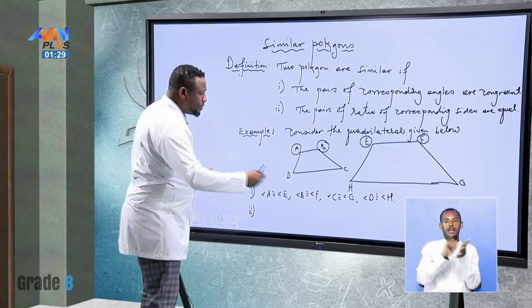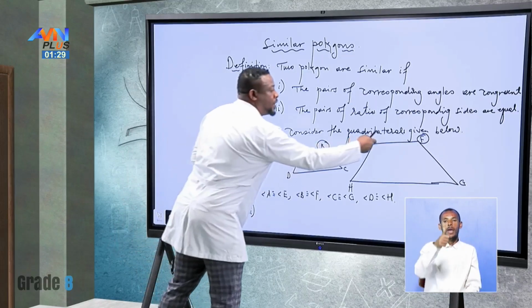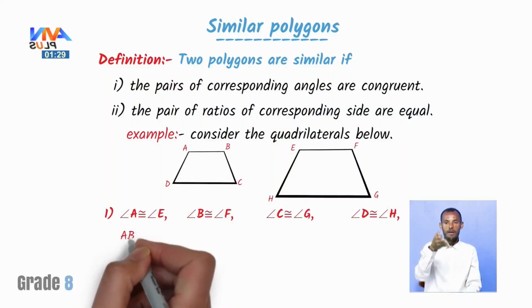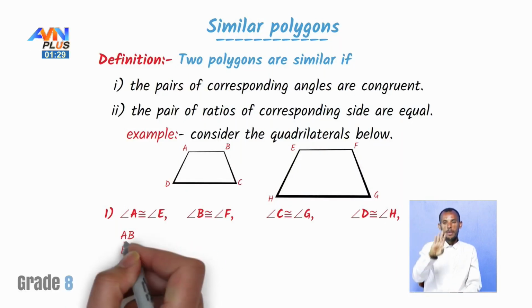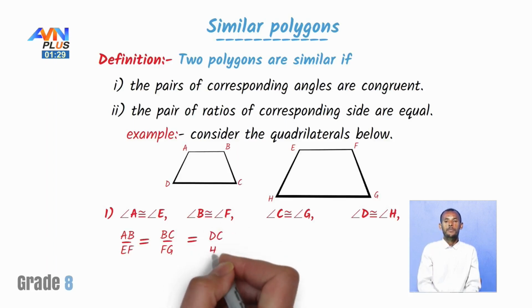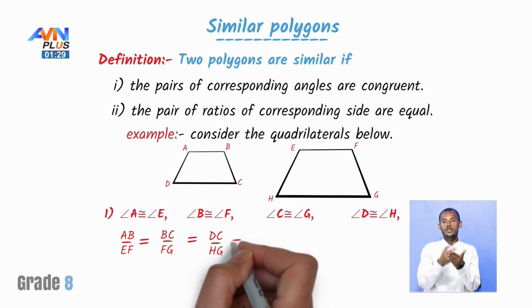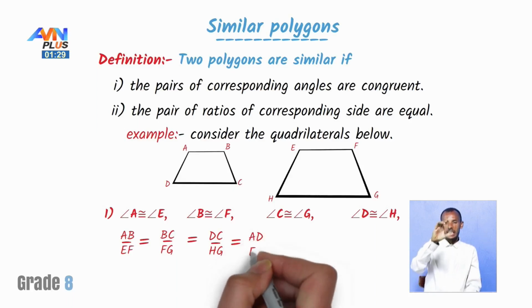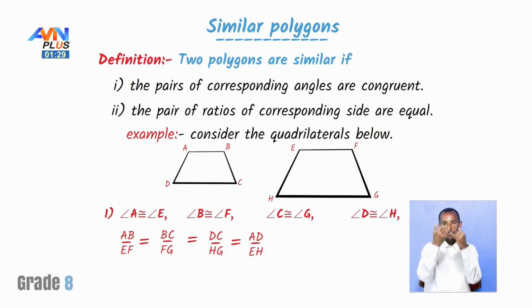That means AB over EF is the same as BC over FG, okay? This is also the same as DC over HG, and AD over EH must be the same.